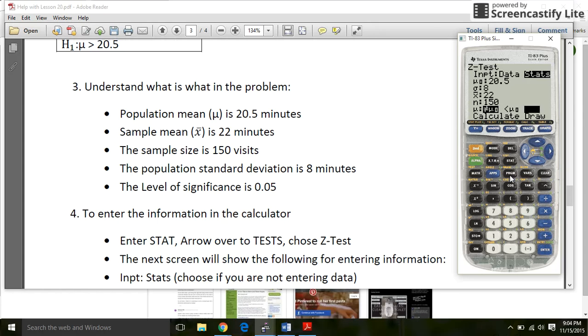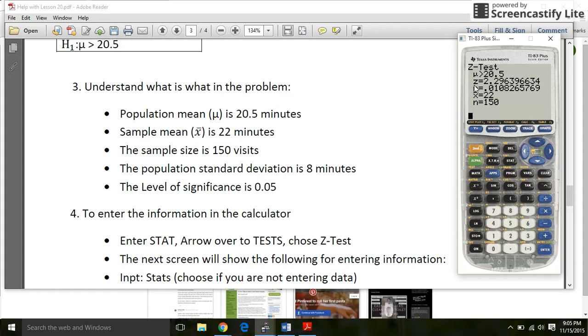And what I need to do then is I need to hit enter so it blinks. And then I go down here to calculate and hit enter. What it gives me is my z-test, and here, right here, is my alternative hypothesis. If you did something incorrect, this is the first place to check, because this says the mean is greater than 20.5. This is, again, my alternative hypothesis.